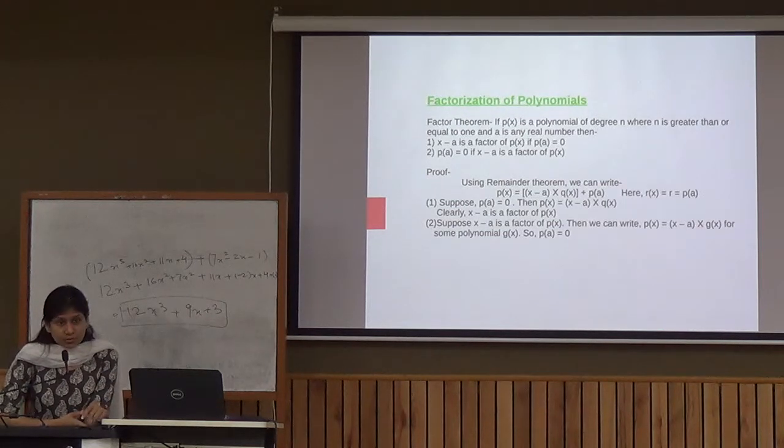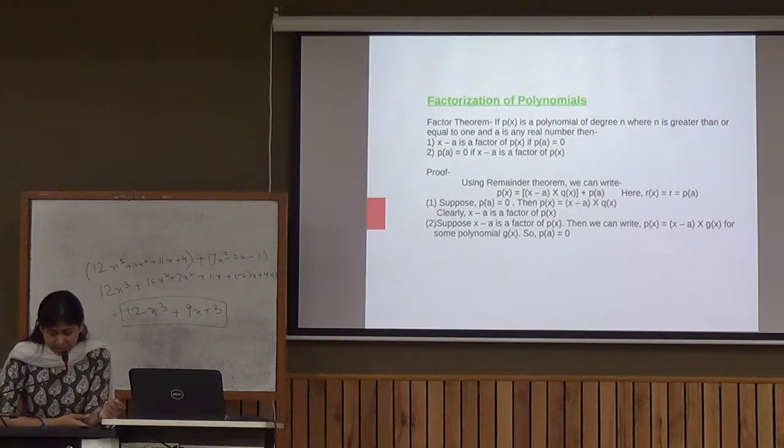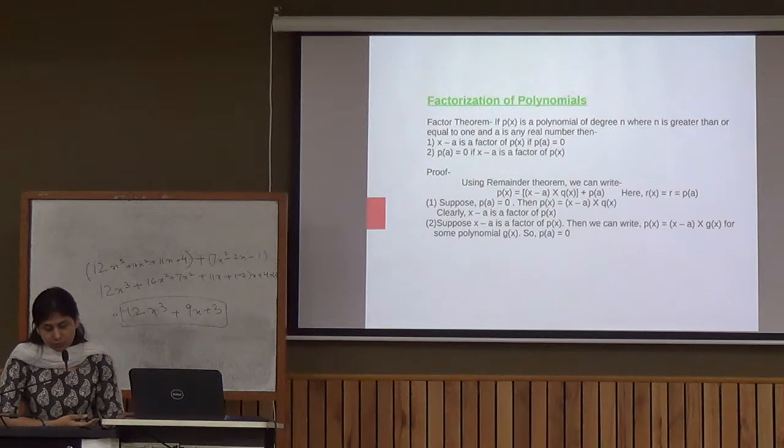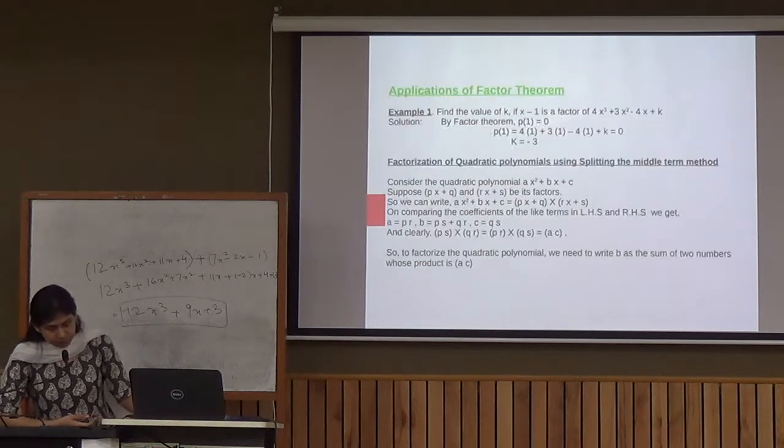Therefore, clearly here x minus a is a factor of p(x), where q(x) is a quotient polynomial. Now again, coming to the second point, suppose x minus a is a factor of p(x), then we can write p(x) as a product of two polynomials x minus a and g(x), where g(x) is any polynomial. So here, putting the value of x equal to a in the polynomial, we get p(a) is equal to 0. Therefore, the second point is also proved. Hence, we arrive at the proof of this factor theorem.